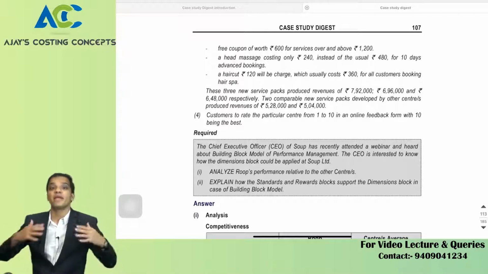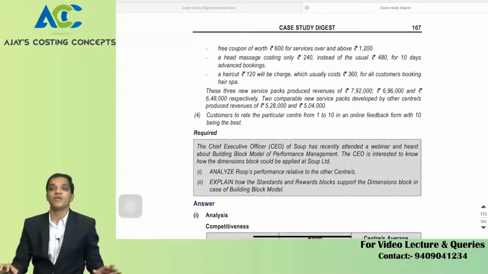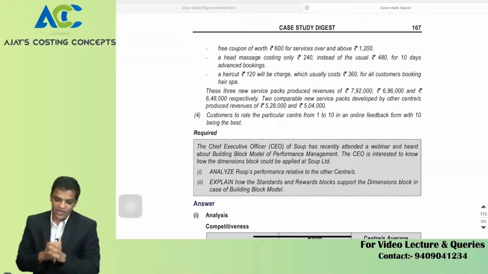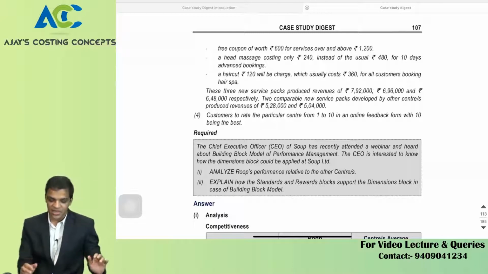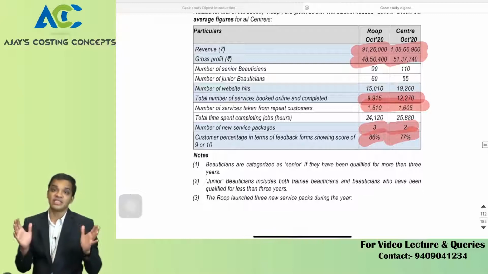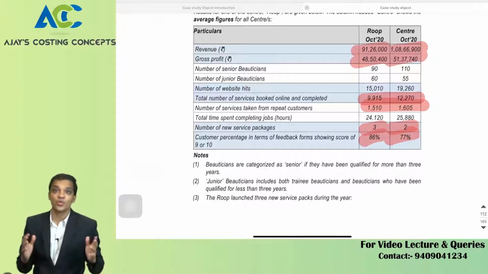So we have done better innovations. Our revenues from our innovations are better, right? We have performed much better, because on average the revenue collection is 528 and 504, but our collection is 792 and 696, which is higher. Customers rate from 1 to 10 on online feedback, with 10 being the best. We have received 86% there, and the other average is 77. So our customer feedback is also better, right?